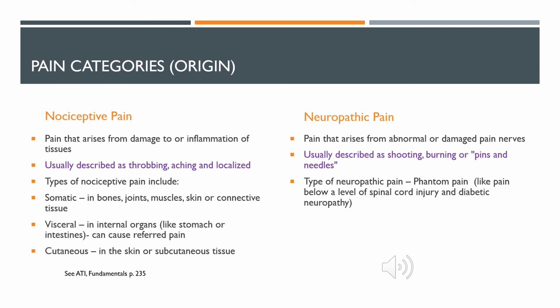Another type of neuropathic pain is also considered phantom pain. So this is pain that is described as oftentimes patients who have had an amputation will have pain still in that leg or in that area where the leg has been amputated, or in diabetic neuropathy, so that they have nerve pain in their feet or their extremities.